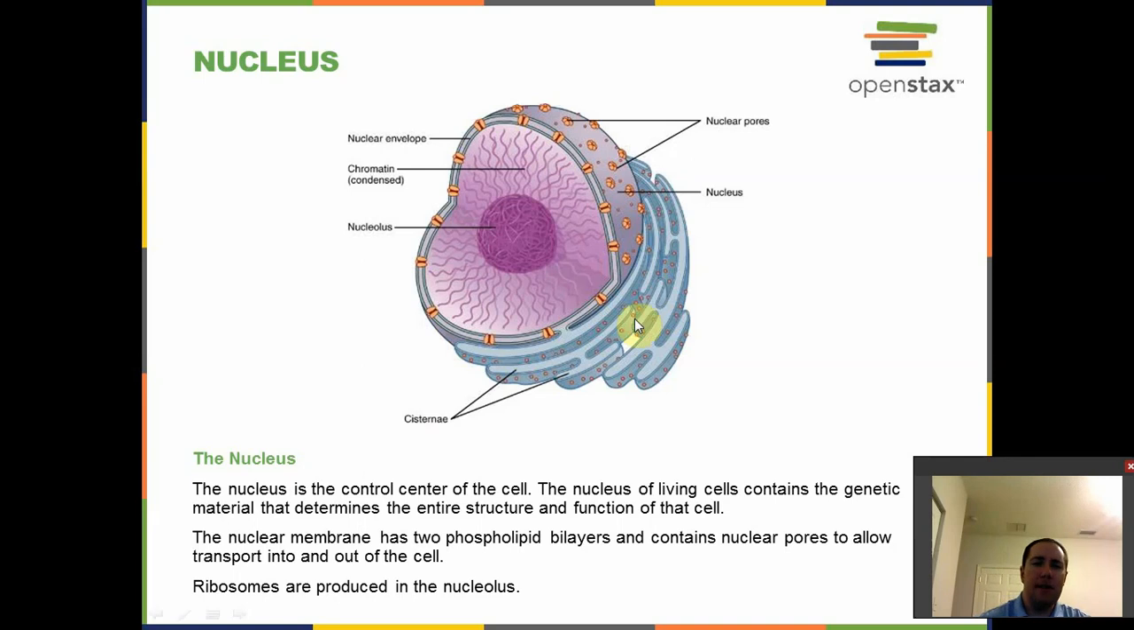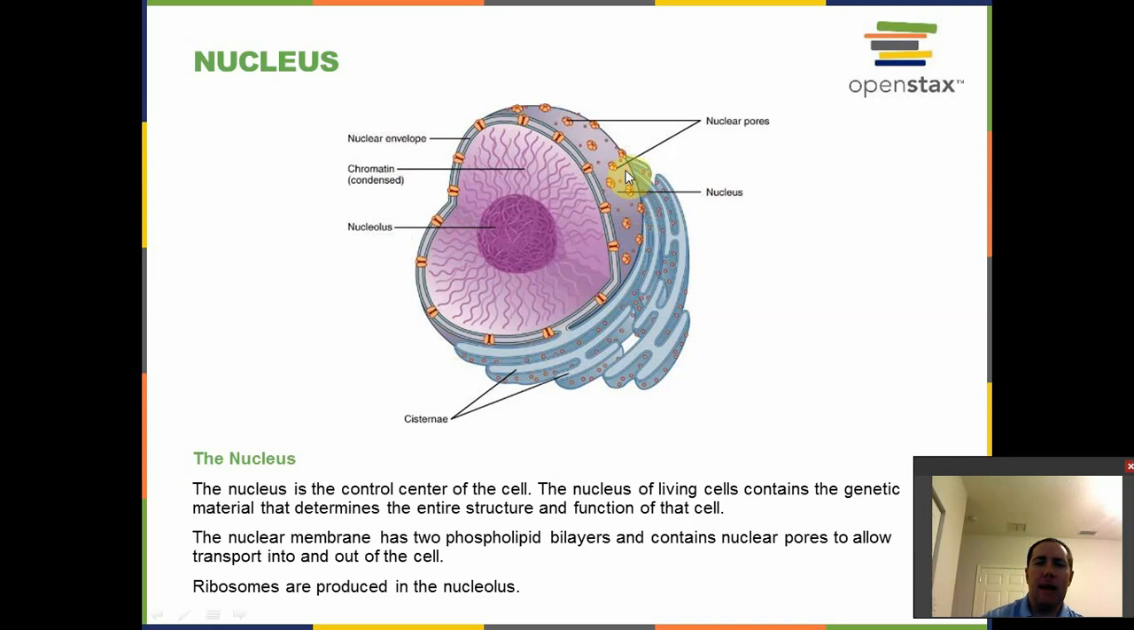But the nucleus has a double lipid bilayer again. Just like the mitochondria did, there are two layers here. We call the membrane around the nucleus the nuclear envelope, or the nuclear membrane. Same thing. Some people call them different things.